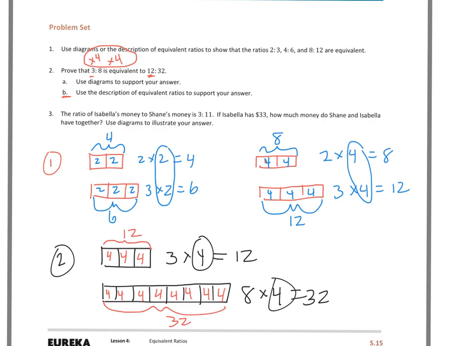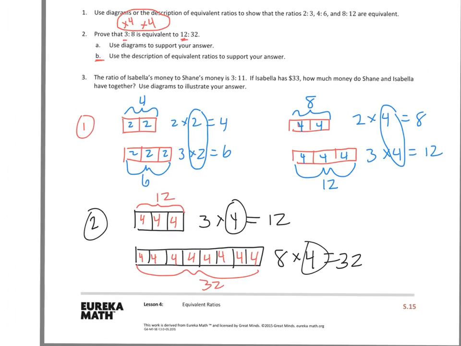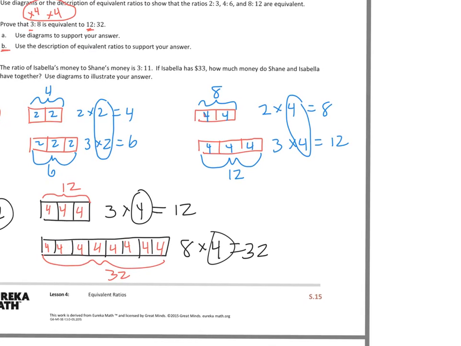Okay, the very last question that we'll look at, and I'm going to do it over here, kind of down in this bottom corner, is 3. And 3 says the ratio of Isabella's money to Shane's money is 3 to 11. I'm going to write that down just for my reference. If Isabella has $33, how much money do Shane and Isabella have together? And we have to use a diagram for this.